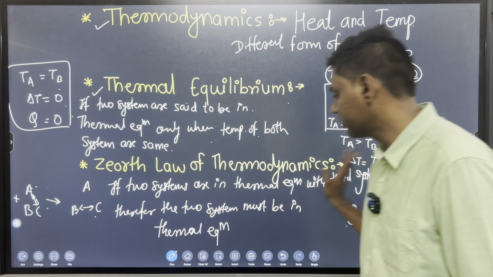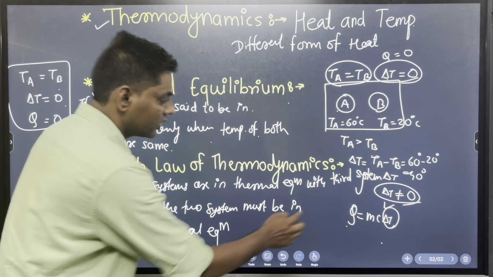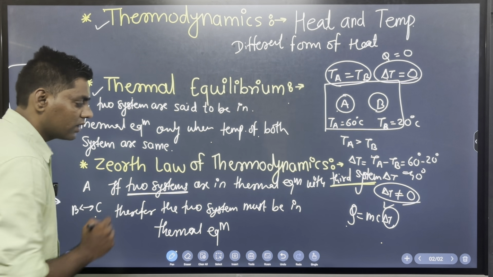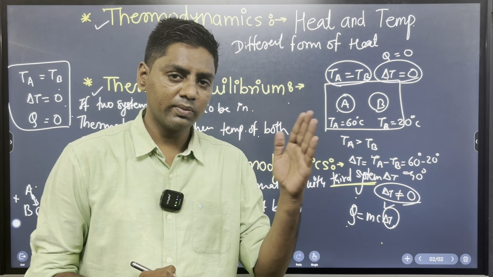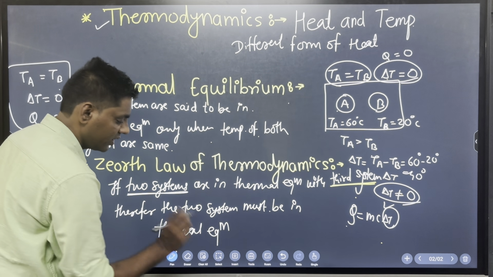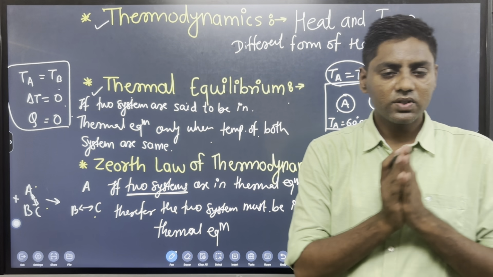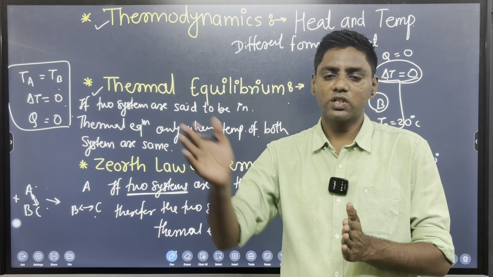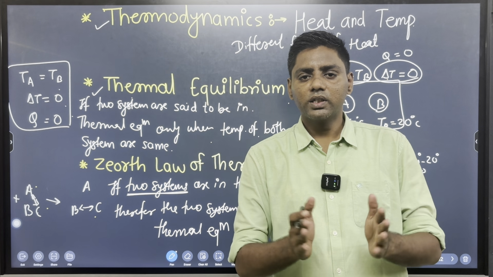And the last one, the Zeroth law of thermodynamics, is very easy. If two systems are in thermal equilibrium with a third system, here system B and C are both in thermal equilibrium with A, then definitely we can say that the two systems must be in thermal equilibrium. So according to the Zeroth law, we can study temperature and find out the temperature of one object with respect to another object. In such a way we complete today's lecture.